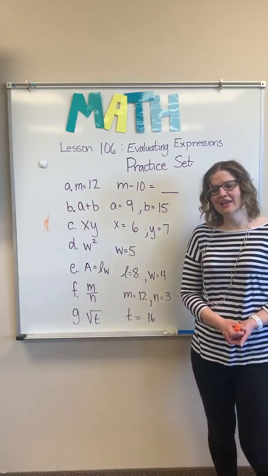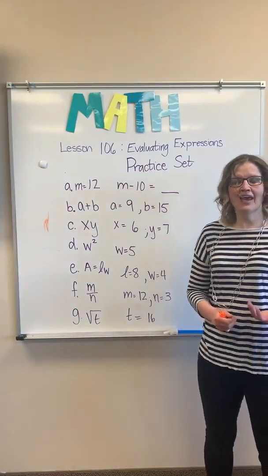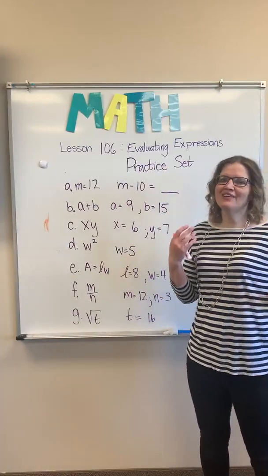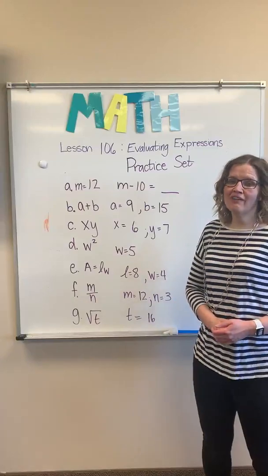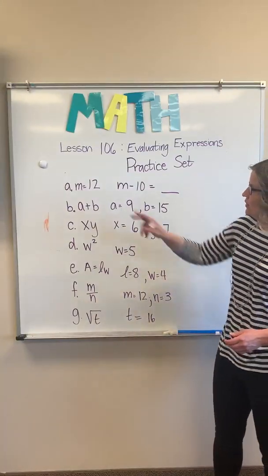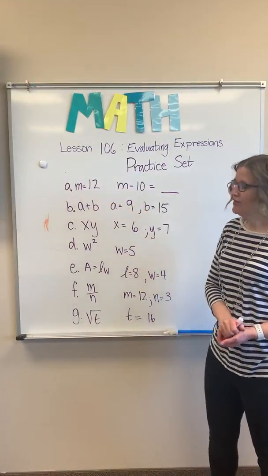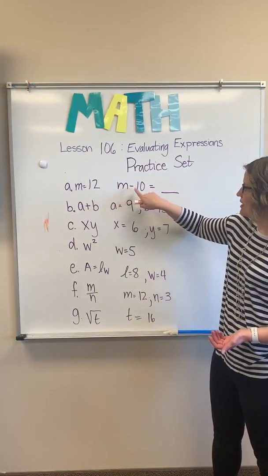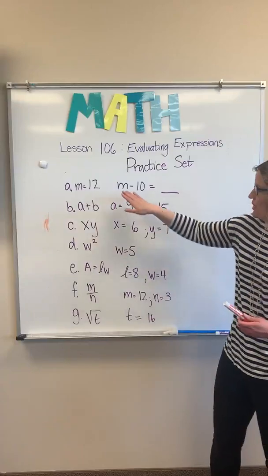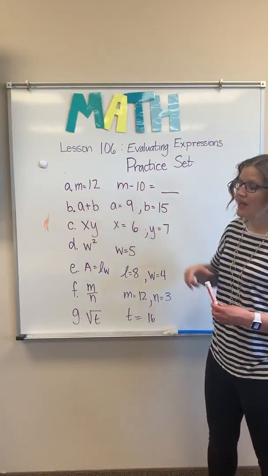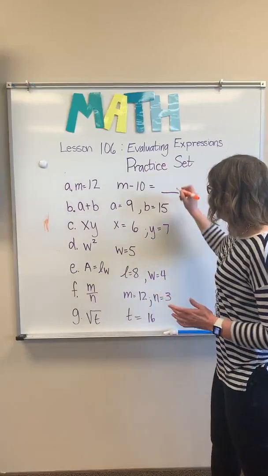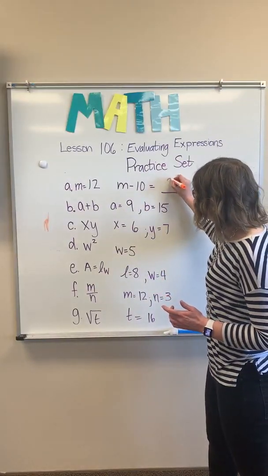Welcome back, friends. Here we are with the practice set, and I've written up a bunch of different expressions and we get to evaluate them. Our first one is m equals 12, and the expression that we're evaluating is m minus 10. So we say 12 minus 10. I'm not even going to write this down because I can do this in my mind, and it is 2.